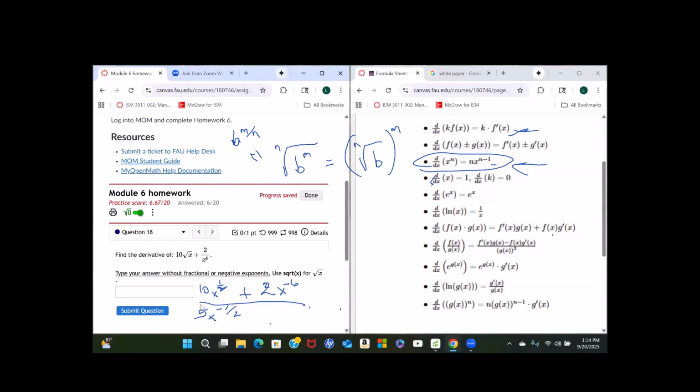So now I get the 5, but then x is to the 1/2 minus 1. What's 1/2 minus 1? It's -1/2. Negative 1/2. That makes sense.